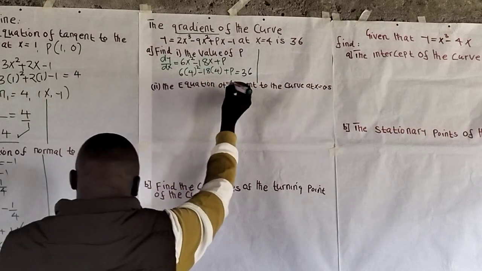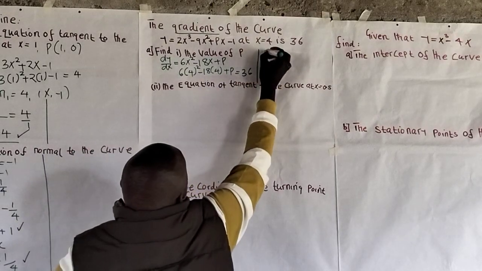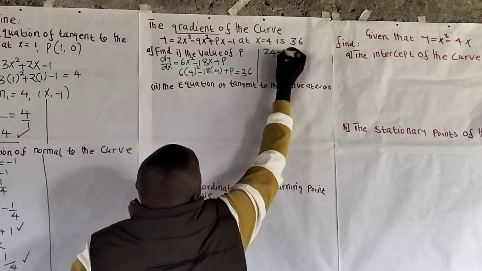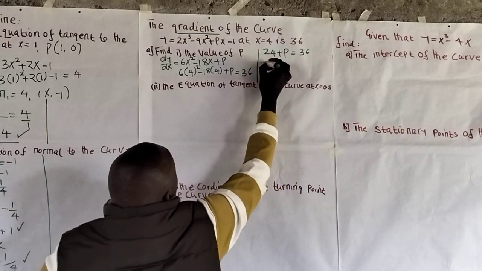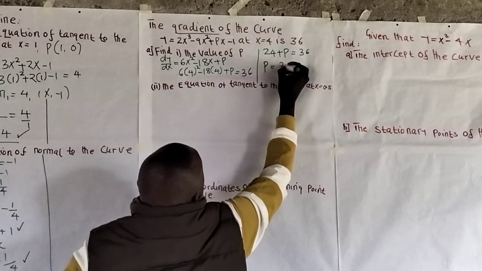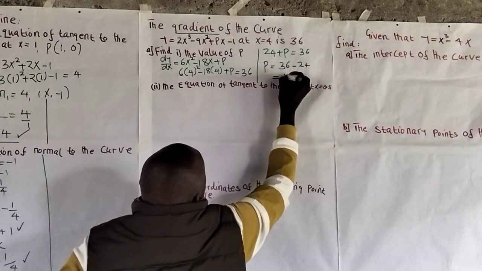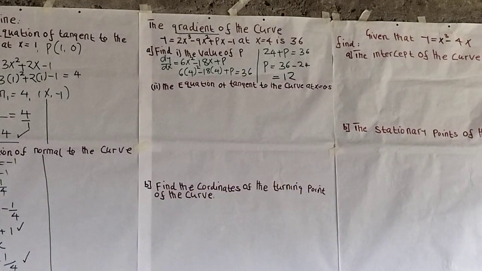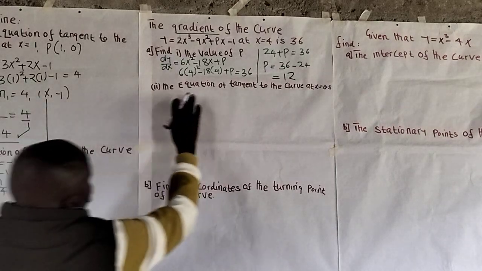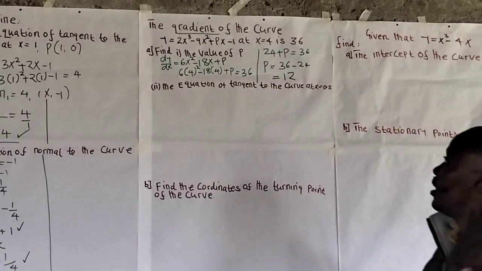Substitution on this side will give us 24, so we have 24 plus p is equal to 36. So the value of p is 36 minus 24, and therefore the value of p is equivalent to 12.